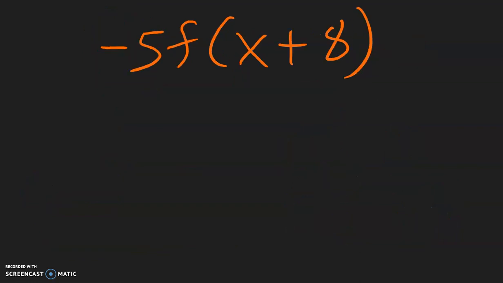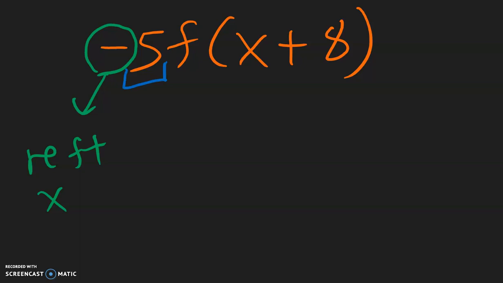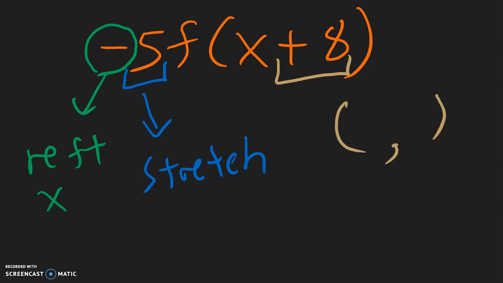For this example, this negative sign tells you it is going to be a reflection over the x-axis. This 5, because this 5 is bigger than 1, it's going to be a vertical stretch. And now let's look at the numbers and write a coordinate. So this -8, because it's inside, changes to +8 changes to -8.